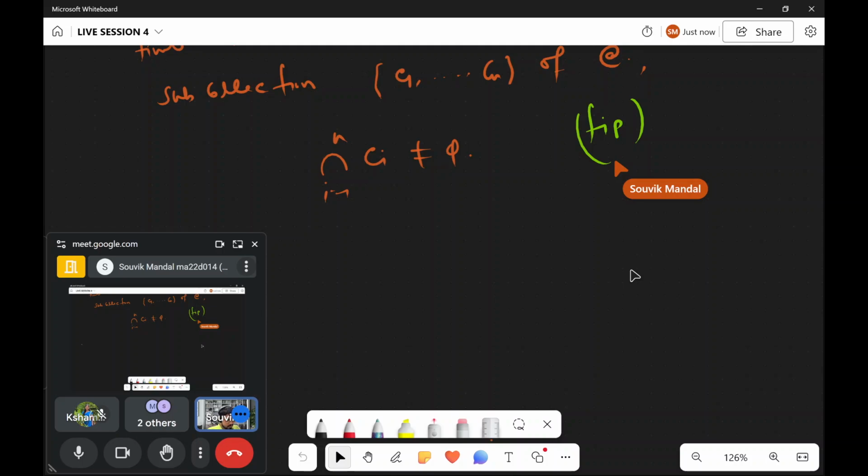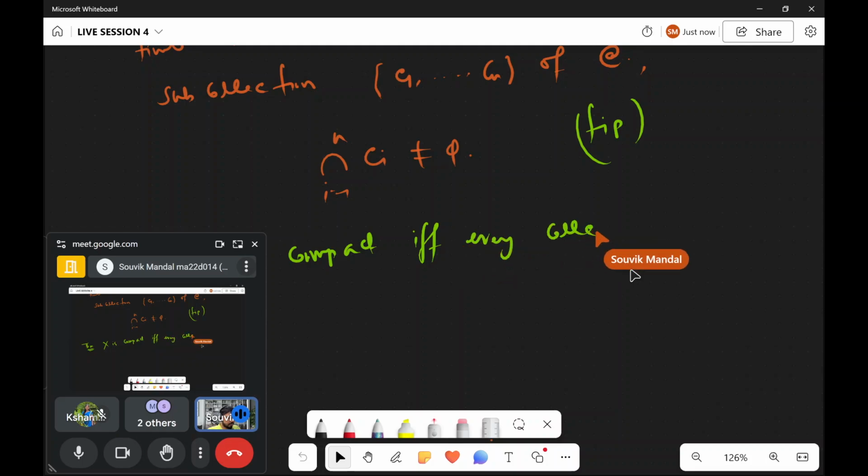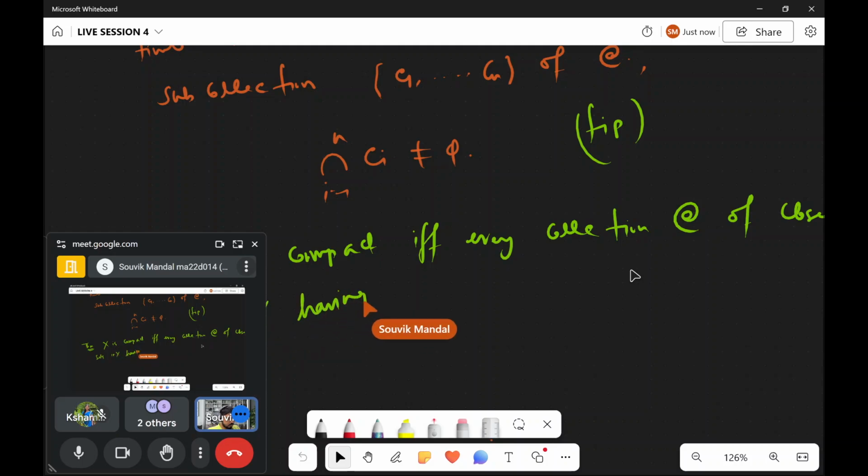So now the theorem is that X is compact if and only if every collection C of closed sets in X having the finite intersection property has non-empty intersection.